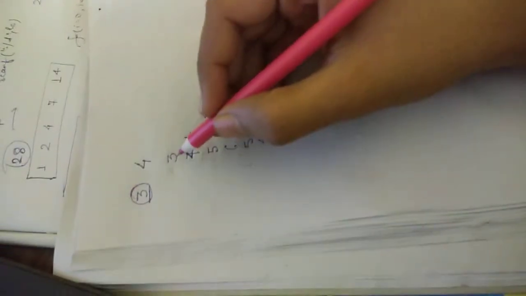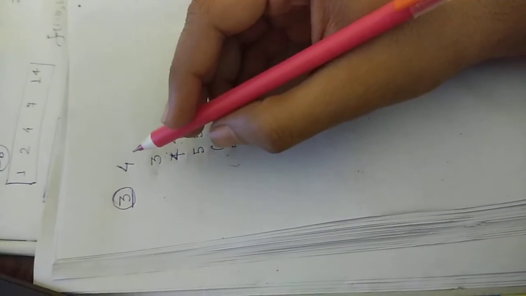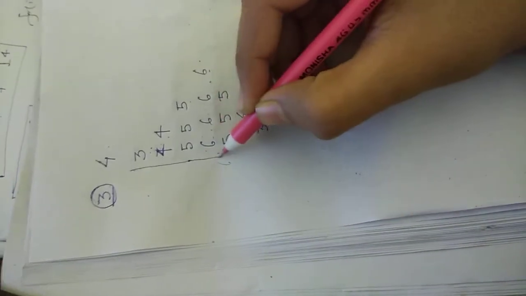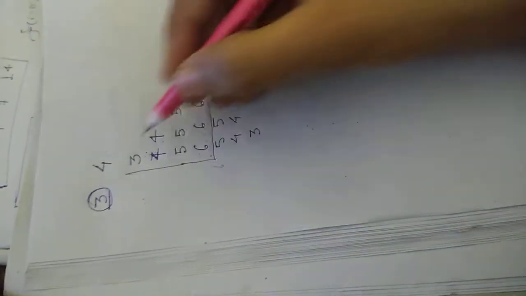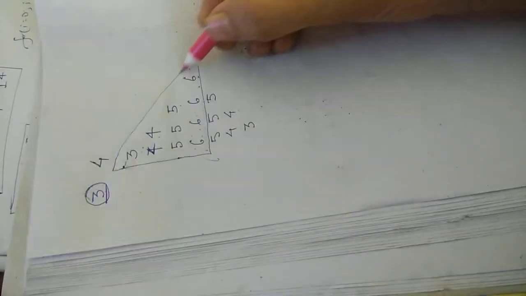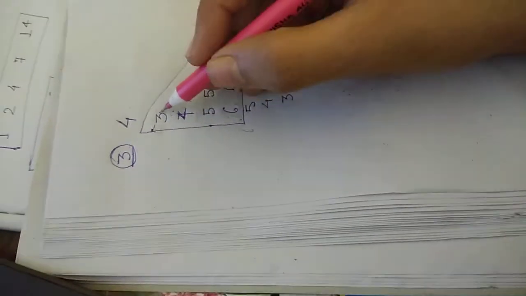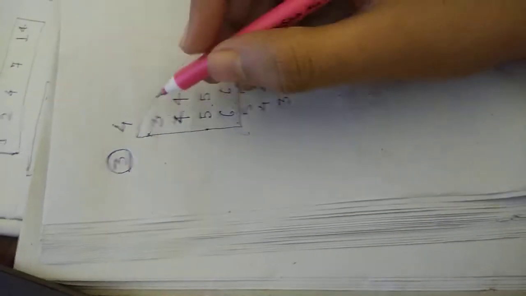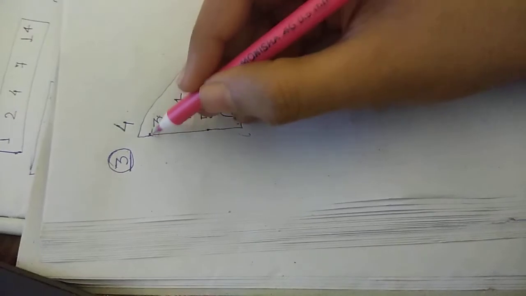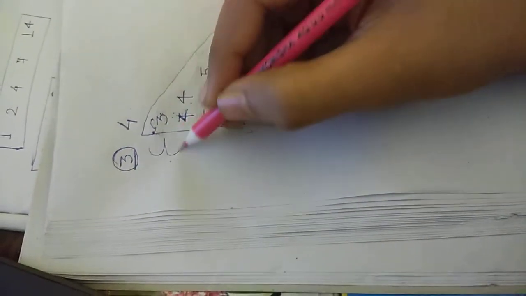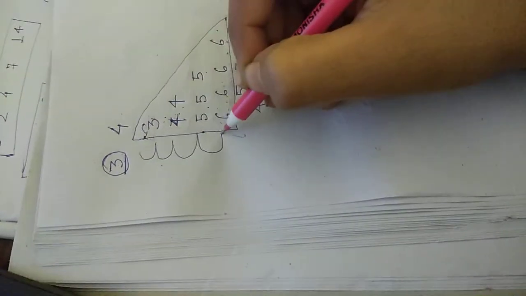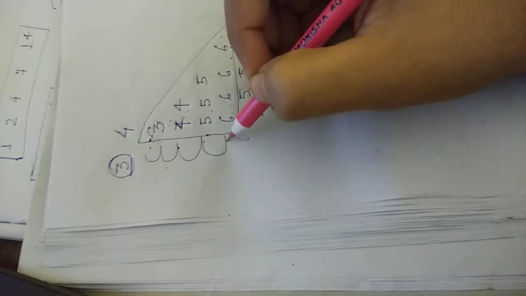So you can see here the logic is, first take this one. Here you can see the numbers are increasing. First row it was 3, then 4, then 5, then 6. So how many rows are there? First there is 1 row, second row, third row and fourth row. 1 2 3 4, there are 4 rows.